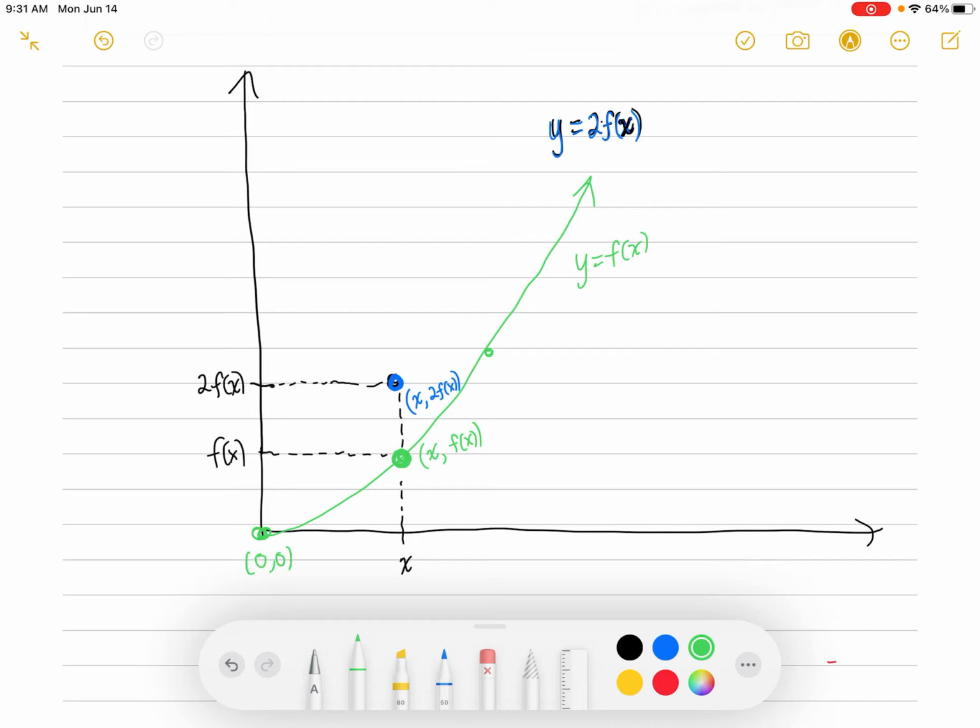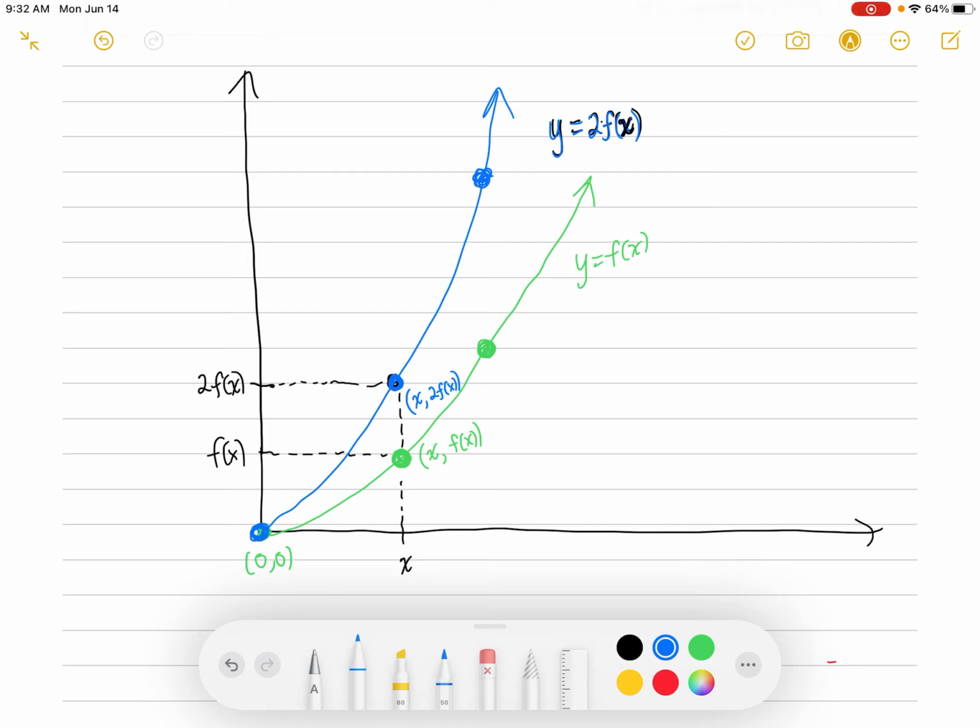Now if you think about this point right here at the beginning, that's 0, 0. So basically my 0 would stay the same, and I would double 0 and I would still get 0, so my blue point would go here. And if I take this last point here, the x stays the same, but I'm going to double my height. So if you imagine doubling that height, that would go somewhere like maybe up here. So everything gets doubled, and you get something like that.